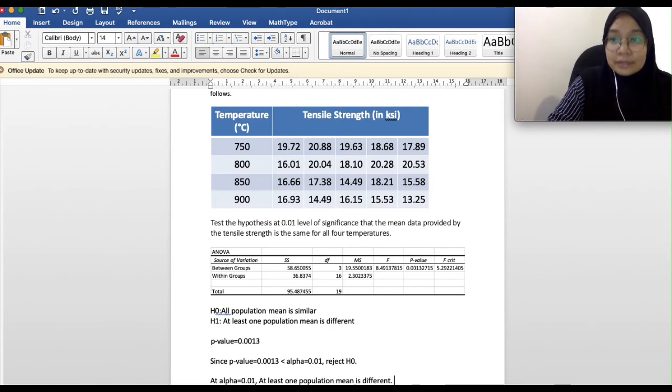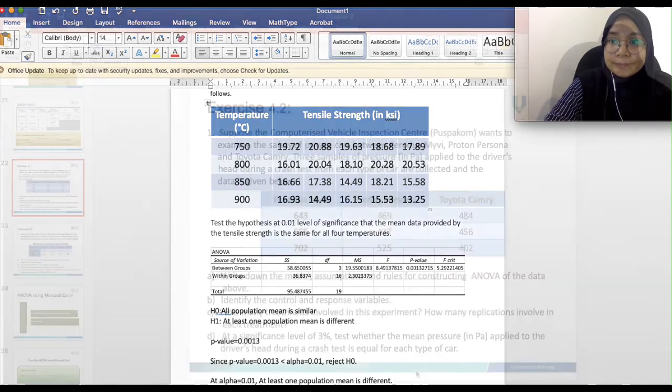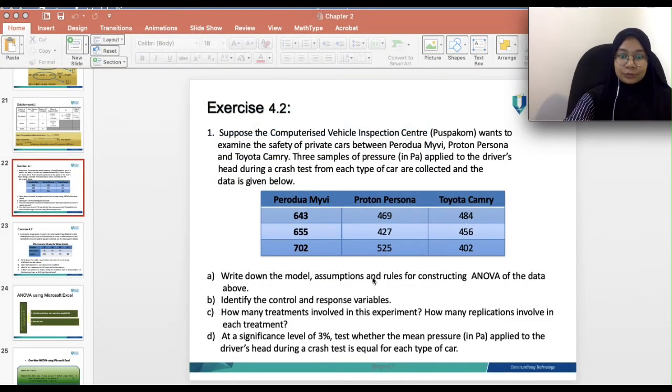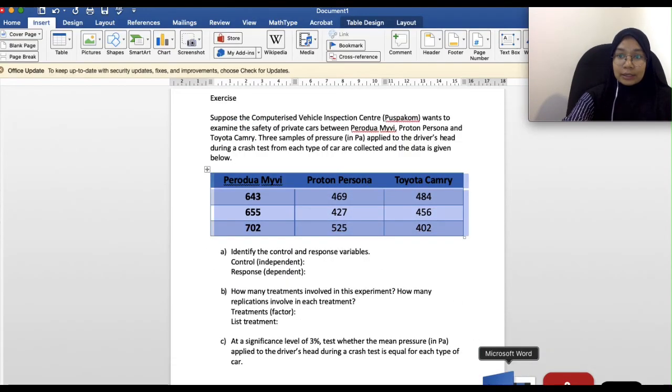Okay, so there is significant difference among the population mean, right? So this is example 1, how you want to conduct the one-way ANOVA using Excel. Exercise 4.2, I will put the exercise into the Word.